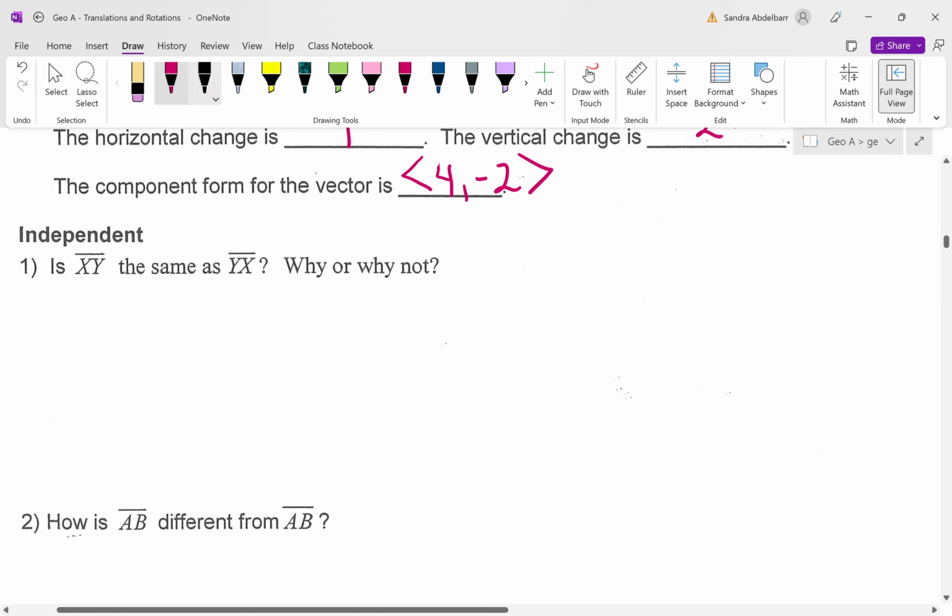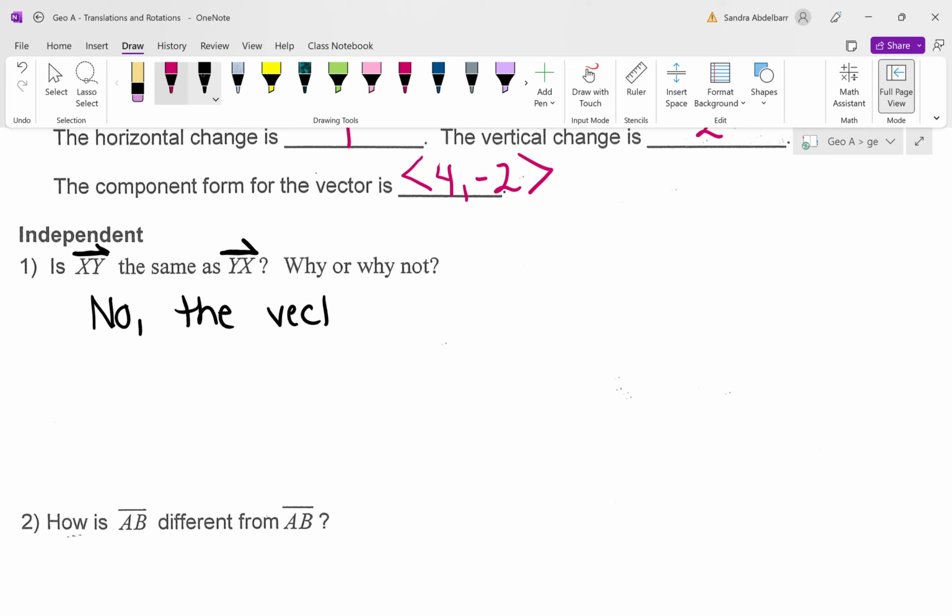Okay, so my question to you is, is vector XY the same as vector YX? Why or why not? Olivia? Good. Is this the same? No. The vectors have different directions.